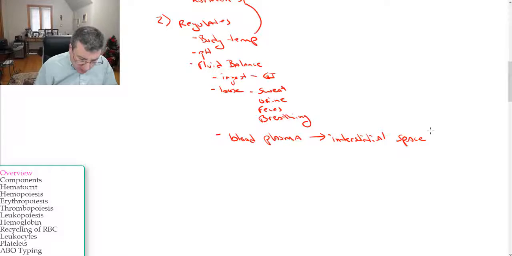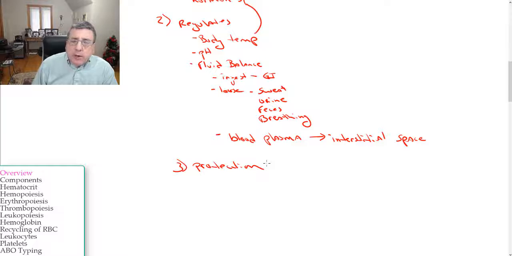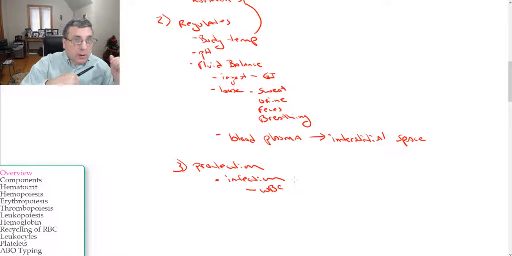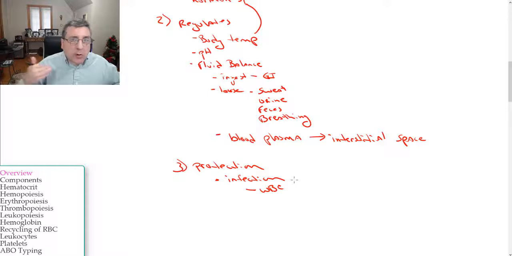Another function is going to be protection. So protection, what we're looking at, your blood protects from infection, which is going to be accomplished through, let's say, white blood cells. Those are also known as what? If you don't remember, go back to the beginning of the video. White blood cells are also given another formal name, so know what that one is. So that's going to be infection.